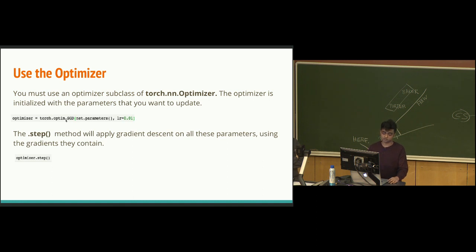To initialize, the optimizer needs to know what parameters it has to update, and also the learning rate. The learning rate is basically the step size, the eta which we saw in the previous slides. And to actually make a step opposite to the direction of the gradient, you just do optimizer.step, and it automatically updates all the parameters of the neural network.